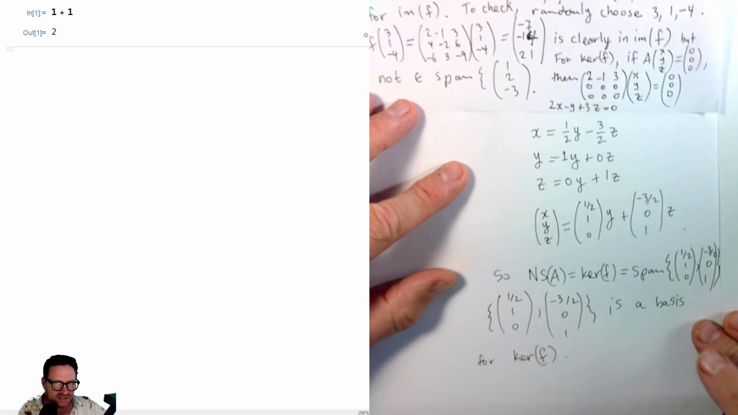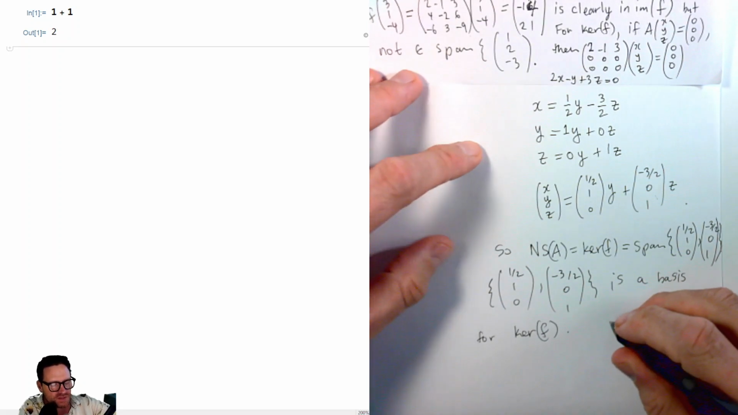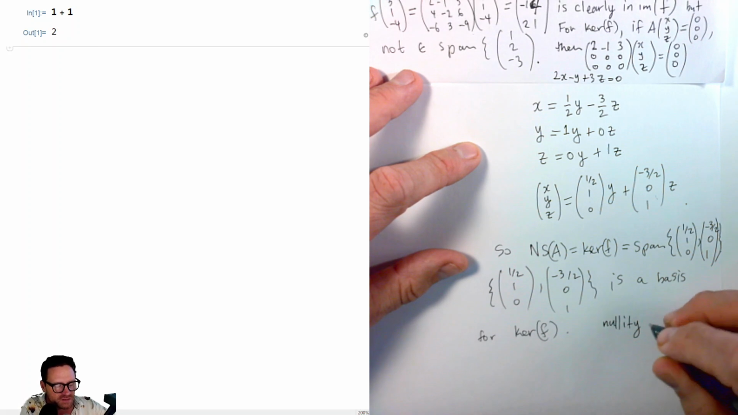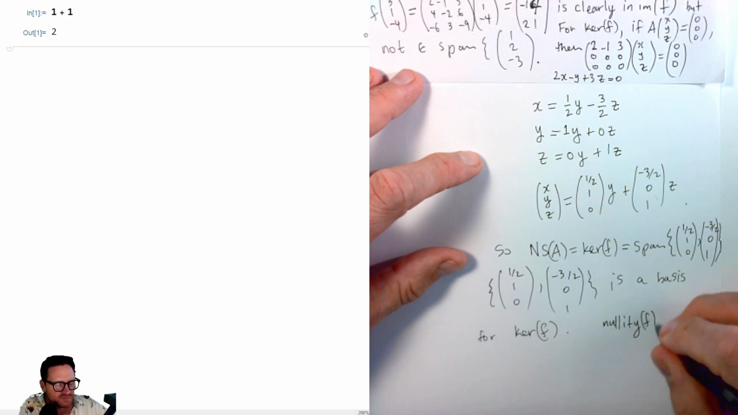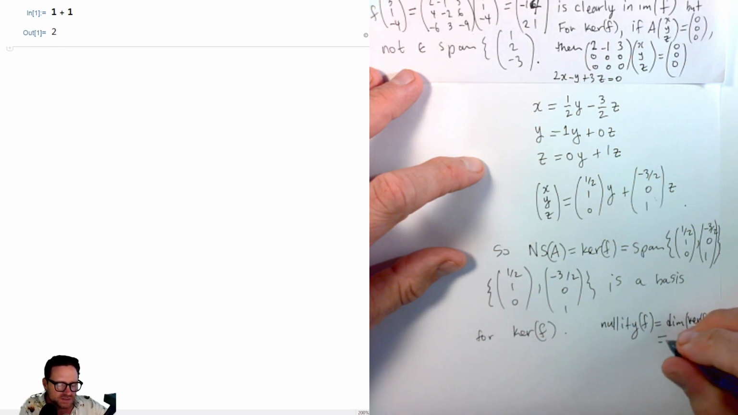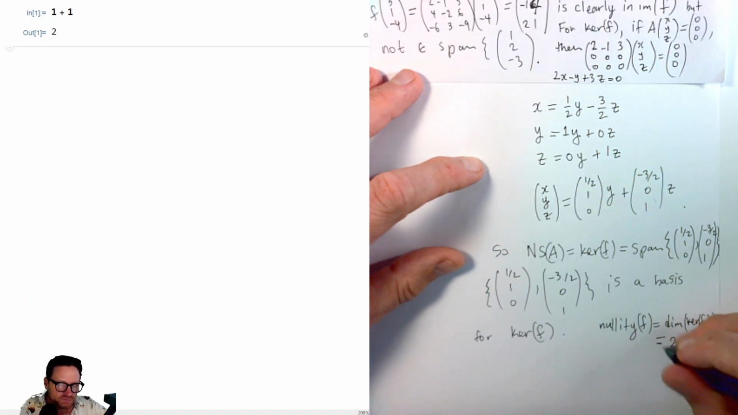All right, now let's consider the dimensions. So this is the nullity of F, which is the dimension of the kernel of F. And so in this case it's 2.